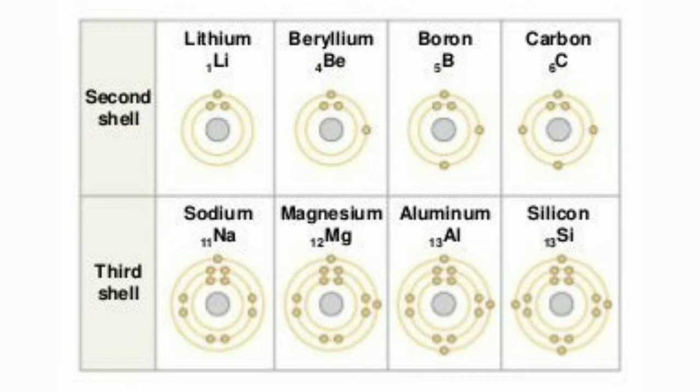Now let's see how to find the position of elements in the modern periodic table. In order to find the exact position of an element, first we should know the atomic number of that particular element. For example, sodium. If I ask you to find the exact position of sodium, you must know the atomic number of sodium. Then you have to write the electronic configuration of sodium. What is the electronic configuration of sodium? It is 2, 8, 1. Understood?